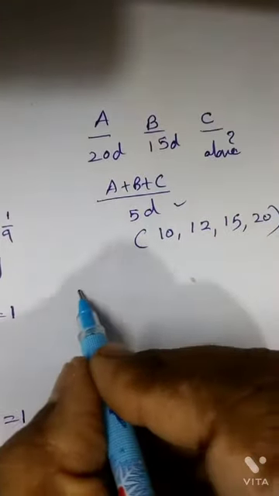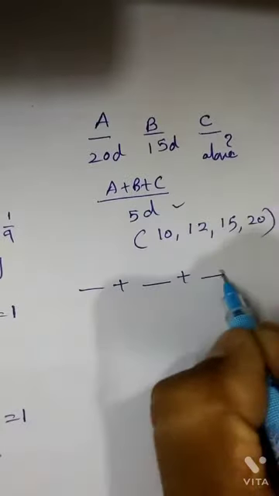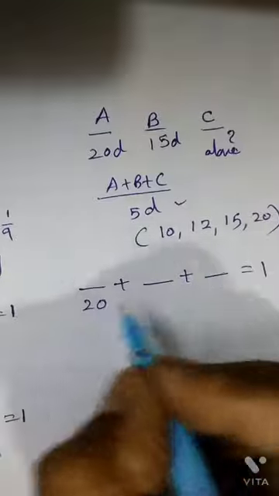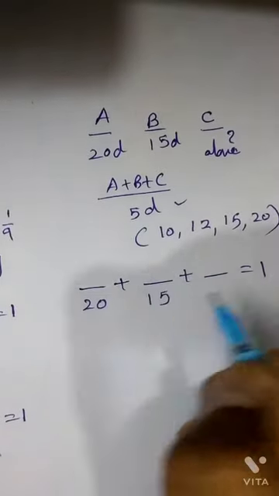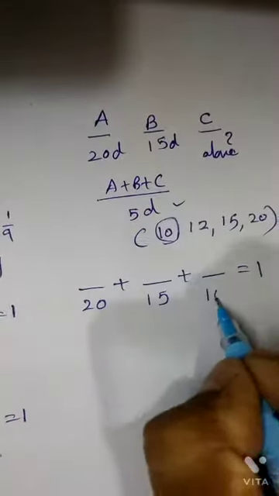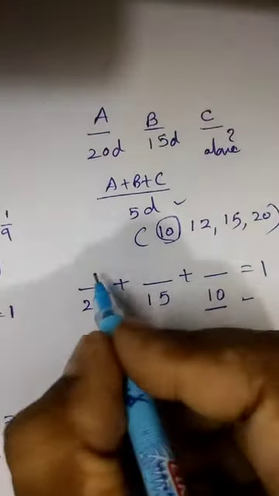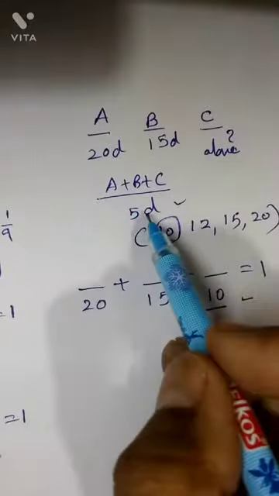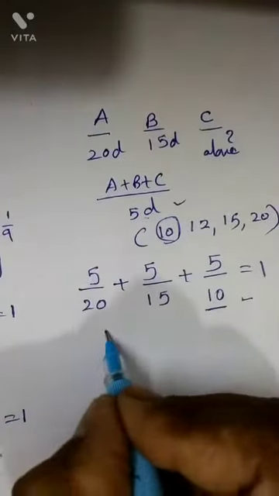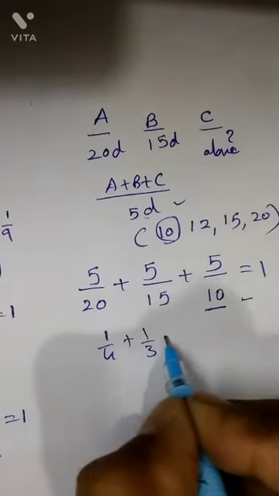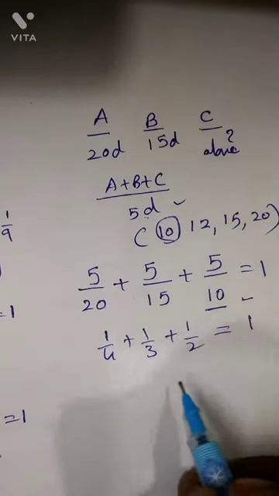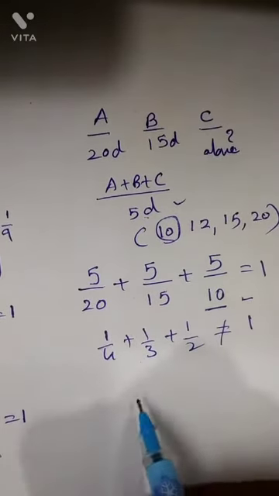So what is my first step? A plus B plus C equal to 1. A can do a work in 20 days, B can do the same work in 15 days, and C alone will do it. Suppose I take the first option, 10. A plus B plus C can do it in 5 days, so 5 days work, 5 days work, 5 days work has been done. This is 1 by 4 plus 1 by 3, plus 1 by 2. Is it equal to 1 or not? If we check, dear students, it's not equal to 1.